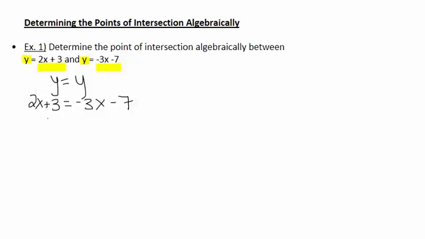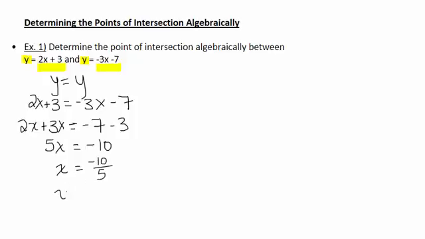Now, since we only have one variable, we can solve for x. So let's combine the like terms. So let's put all the x's on the left side. And let's put all the constants on the right side. And then let's combine. So we have 5x and negative 10. Now we can solve for x. So now this x that we have found is actually the x coordinate of our intersection point.